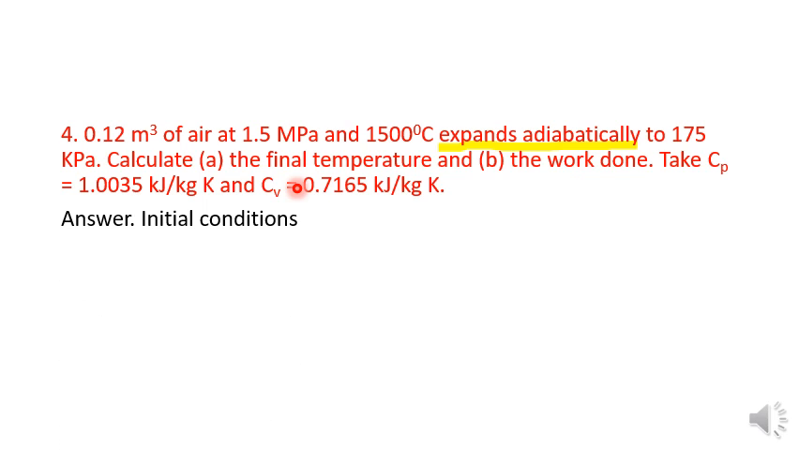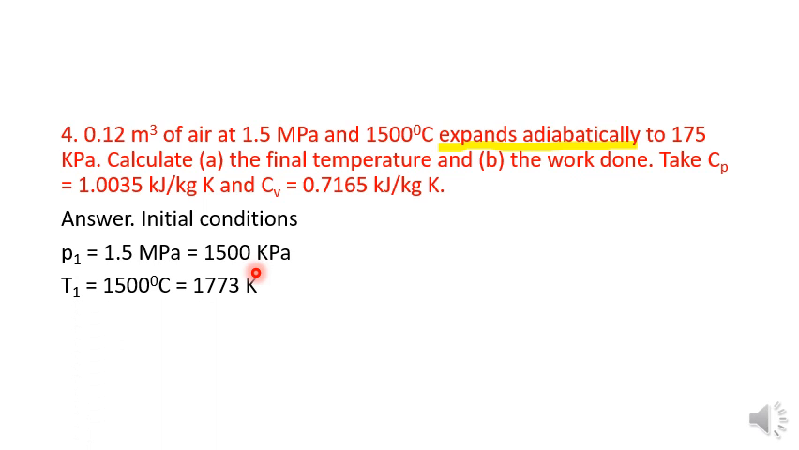First write the given data. Initial conditions: P1 is 1.5 megapascals. I am converting into kilo. We know that mega means 10 power 6, so I am converting into kilo by writing only 10 power 3. So 1.5 into 10 power 3 is 1500 kilopascals. T1 is 1500 degrees centigrade. V1 is 0.12 meter cube. Final conditions: P2 is 175 kilopascals, and T2 is unknown. Next, the adiabatic index gamma.